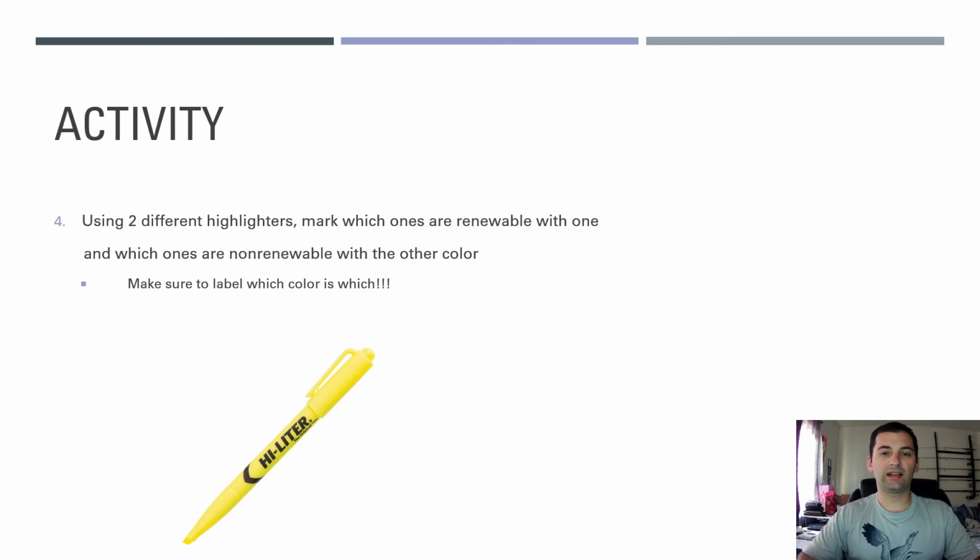Once you spend some time looking into what has made your item and writing them down, now I want you to take two different colored highlighters and highlight whether the resource is renewable or non-renewable. And please create a legend telling which color represents renewable and which one represents non-renewable resources.